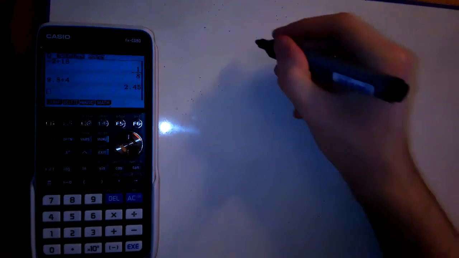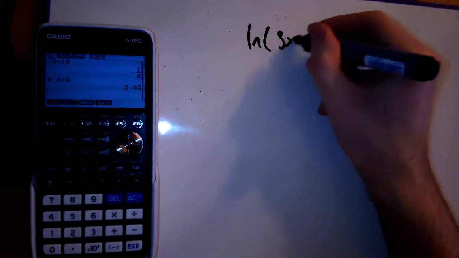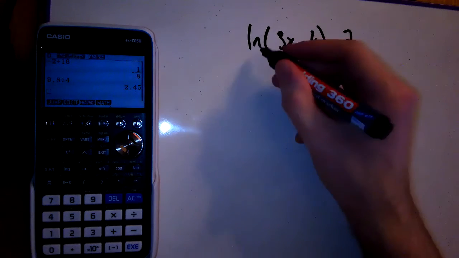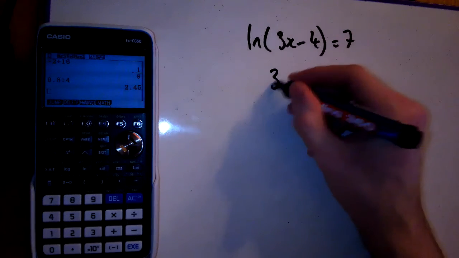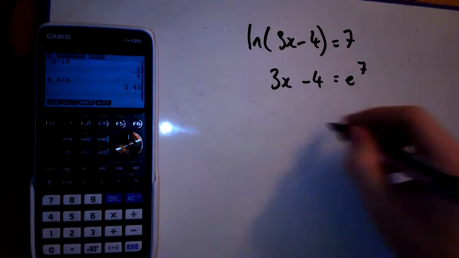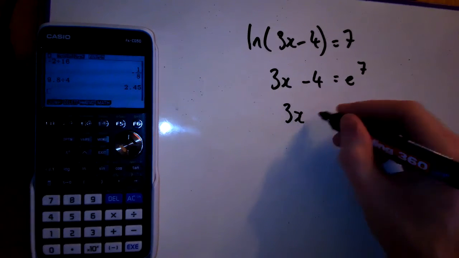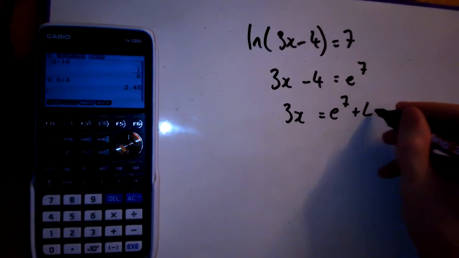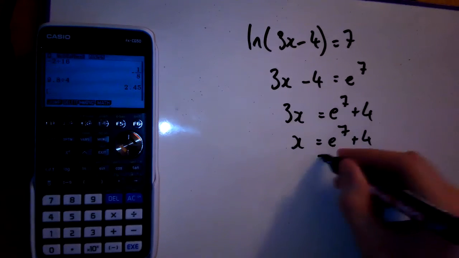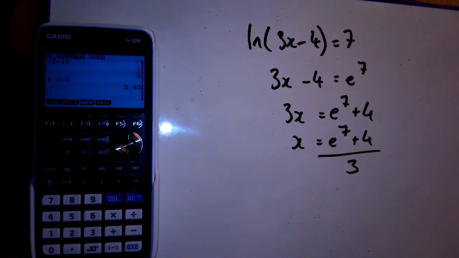Okay, third one, ln of 3x minus 4 equals 7. So get rid of the ln by doing an e, so 3x minus 4 equals e to the 7. Get rid of the minus 4, so plus 4, so 3x is e to the 7 plus 4. And get rid of the 3 by dividing by 3, so e to the 7 plus 4, all divided by 3.